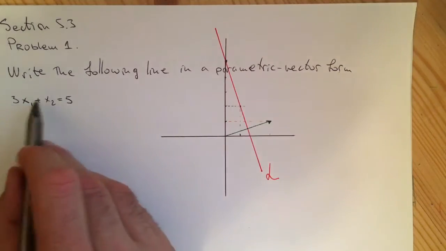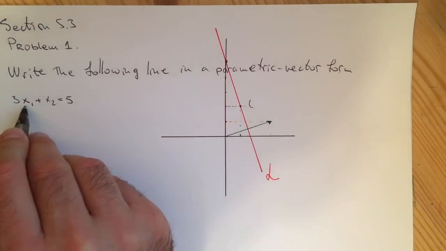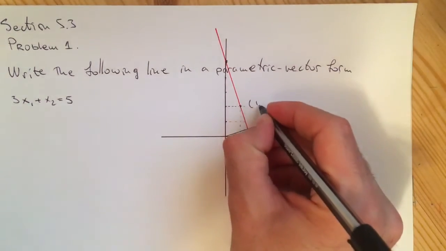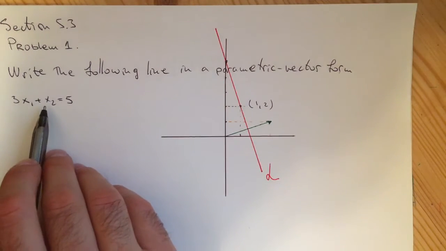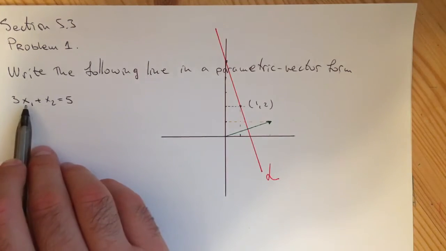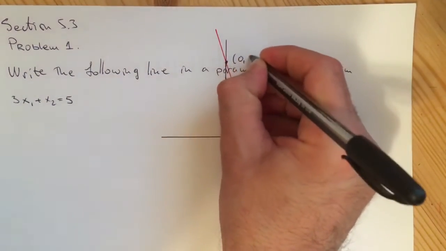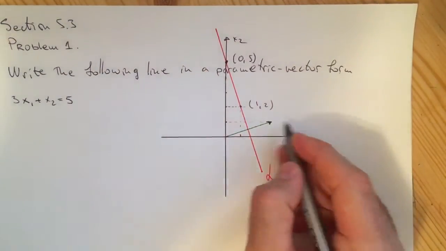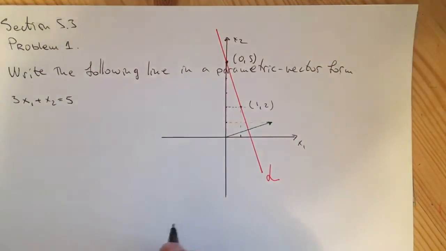How did I do that? Well, I took 2 points. Let's say the point when x1 is 1 and x2 is 2, so 1 and 2, and the other one, let's say the x2 intercept or the y-intercept, when x1 is 0, then x2 is going to be 5, so this point here is 0 and 5, right? So if I have 2 points, I can just connect them with a straight line, and I get the line.